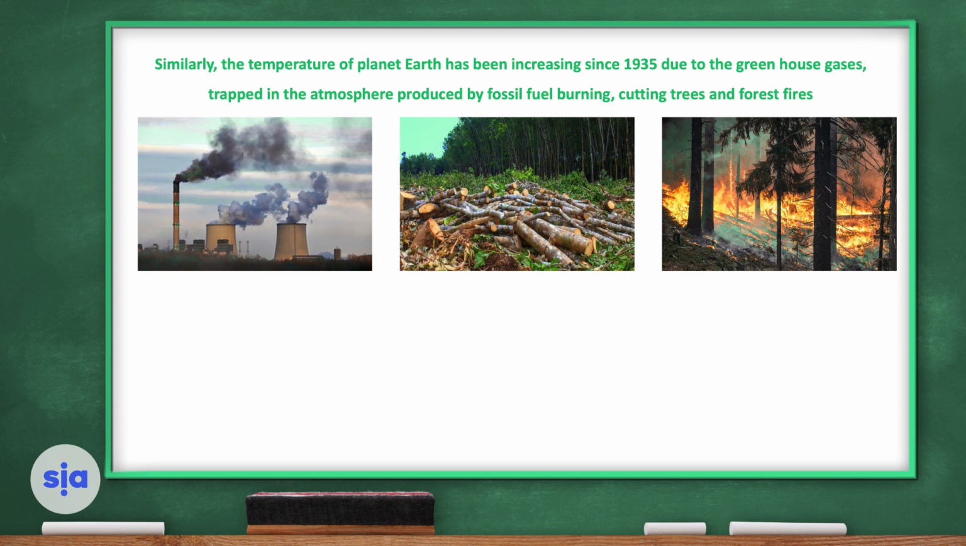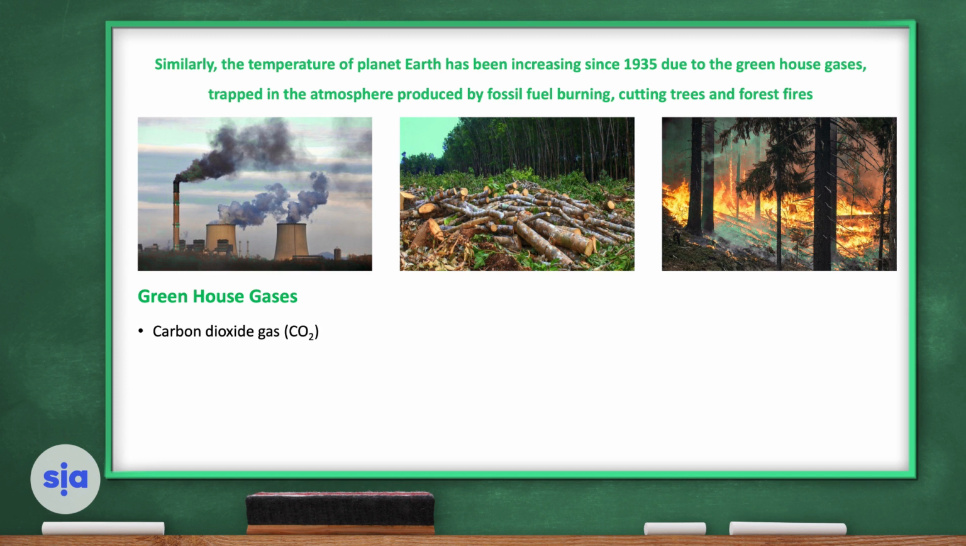Similarly, the temperature of planet Earth has been increasing since 1935 due to the greenhouse gases trapped in the atmospheric layers, produced by fossil fuel burning, cutting trees, and forest fires. So this means that all these will result in producing carbon dioxide gas. If the carbon dioxide gas trapped inside the atmospheric layers increases, this will cause the increase of the temperature of our planet Earth.